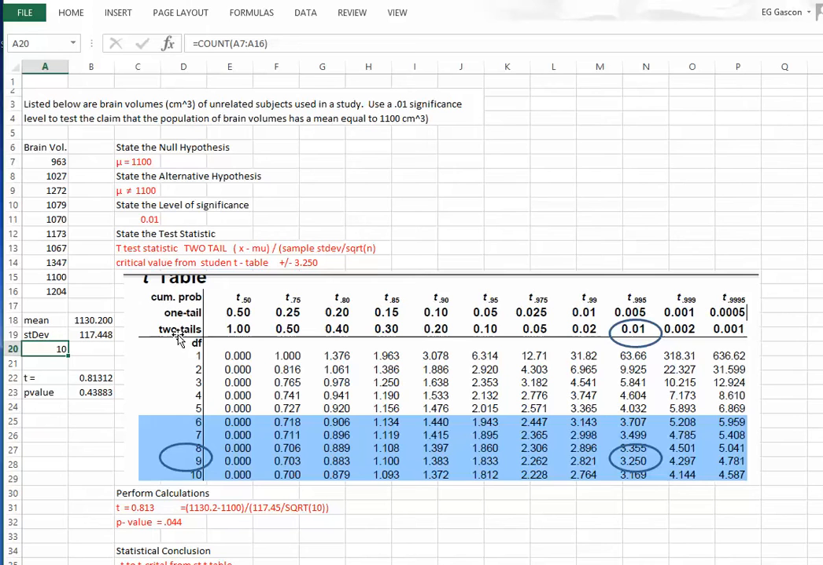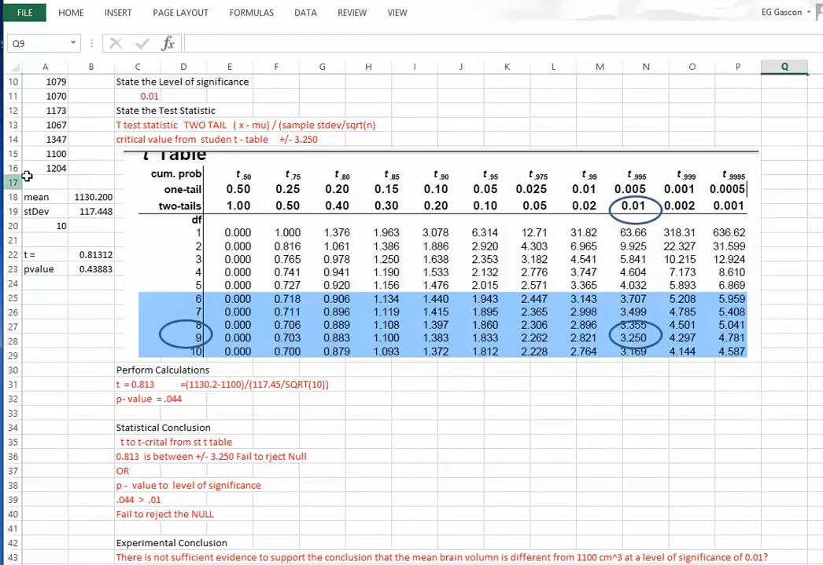It is a two-tailed test. So to decide what column I should be looking at, I look under two-tailed test and I find the significance level that I'm looking for, my risk, which is 0.01. Where the column and the row intersect is 3.250. So my critical value, since this is a two-tailed test, is plus or minus 3.25. So anything between those two is going to fail to reject the null hypothesis. Anything outside of 3.25 will reject the null hypothesis. So the next step is then to perform the calculations.